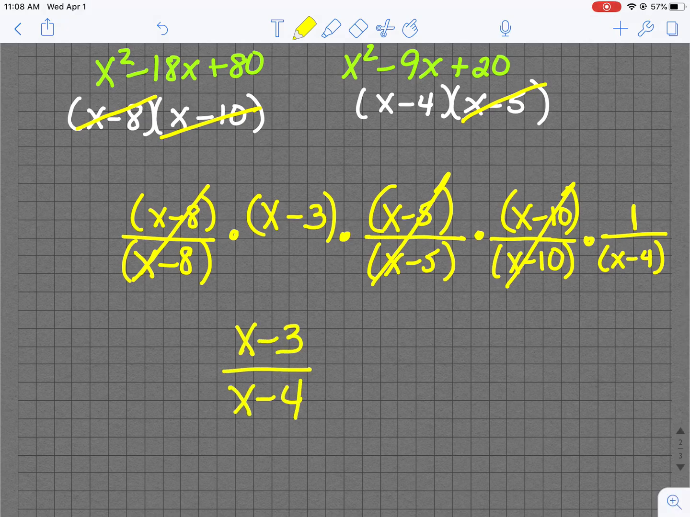Now the x's cannot cancel out because we're not multiplying x times minus 3, we're subtracting it. So x minus 3 is a different number than x minus 4. We don't know what x is, so we can't cancel them out. So this is our final answer for number 10.